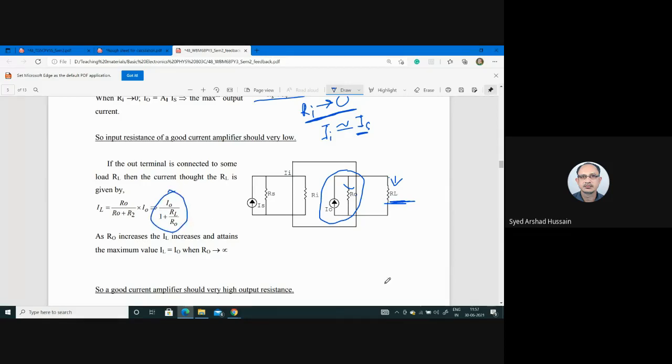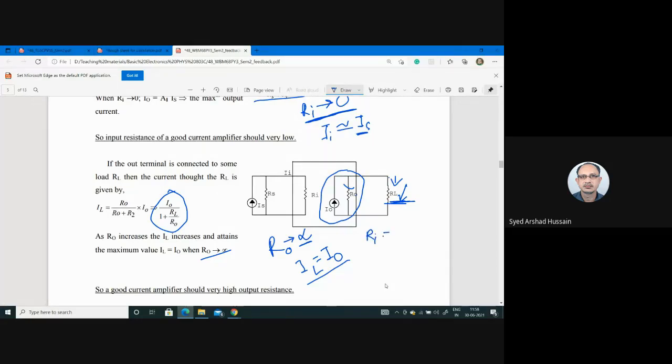From this expression, we see that if R0 tends to infinity, IL equals I0. That means whatever your amplifier is amplifying based on its input, that exact amount you will have through RL. So for an ideal current amplifier, we should have output resistance very high.